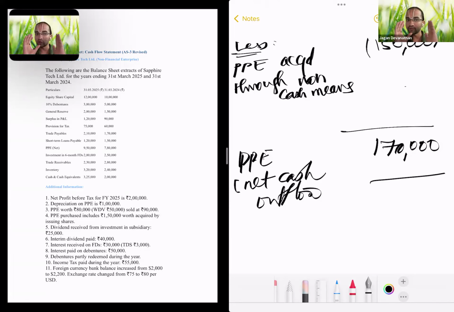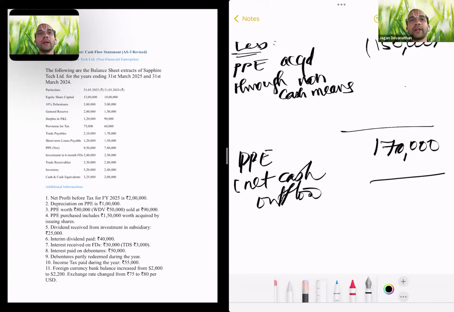So we are seeing at the end of this year, it should have been this much. But what happened is, we acquired additional PPE worth 1,50,000, which is not part of the cash flow statement because it was acquired through shares. The cash was not involved. So we are reducing that portion from the overall PPE gross. From that, you're getting 1,70,000. So this should be shown as cash flow from investing activities with respect to PPE.